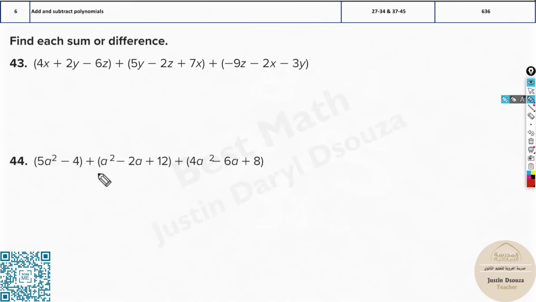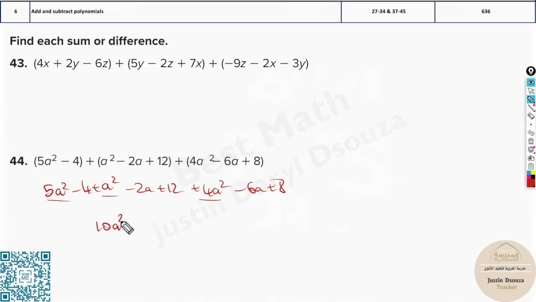I'll do the down one over here because there's degree 2 as well over here. Now 5a squared minus 4 plus a squared minus 2a plus 12 plus 4a squared minus 6a plus 8. Now what are the same terms? All these 5 plus 4 is 9 plus 1, it's 10a squared.